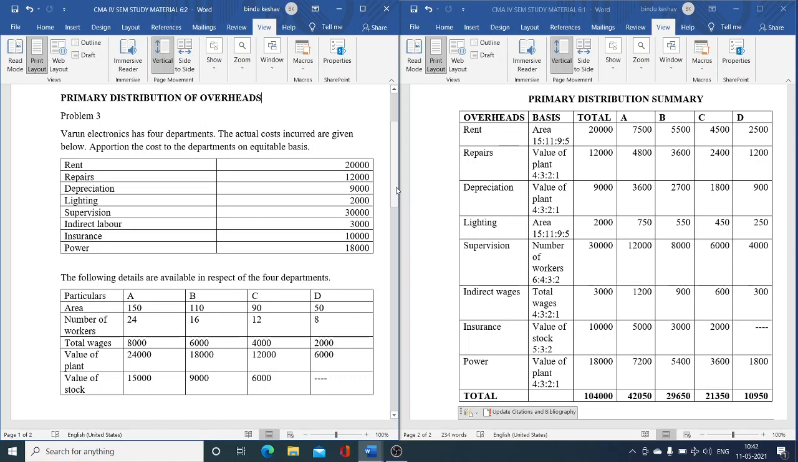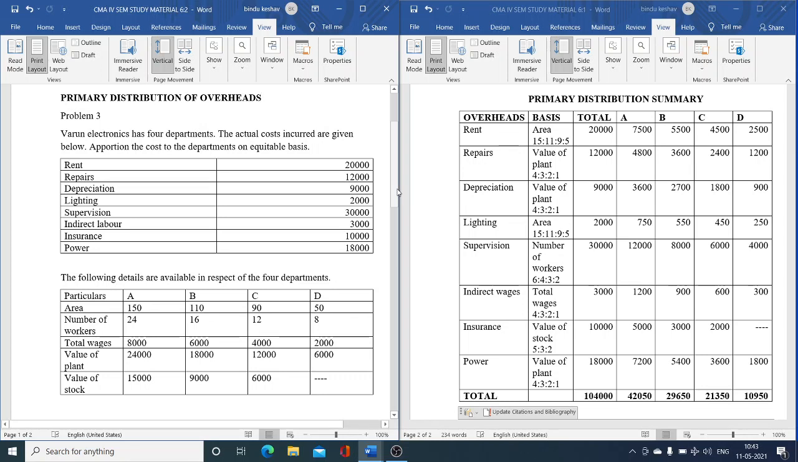The following details are available in respect of the 4 departments. We have information about the area of departments A, B, C, D: 150, 110, 90 and 50. The number of workers: 24, 16, 12 and 8. Total wages of the different departments: 8,000, 6,000, 4,000 and 2,000. The value of plant: 24,000, 18,000, 12,000, 6,000. The value of stock: 15,000, 9,000 and 6,000. So these are the information given.